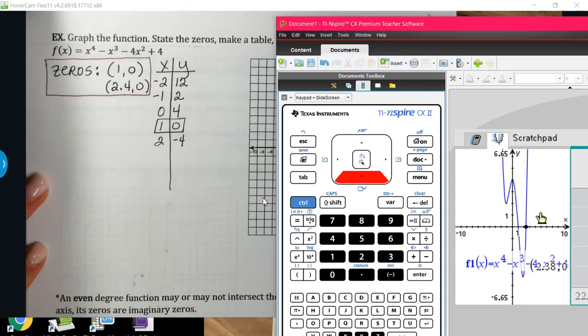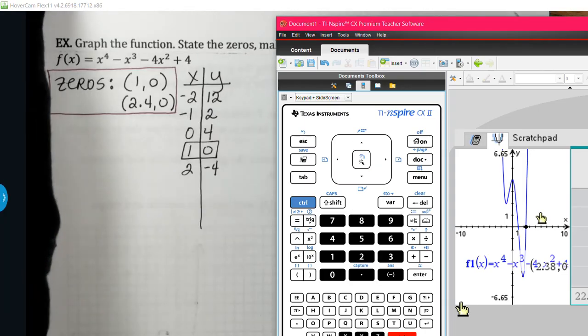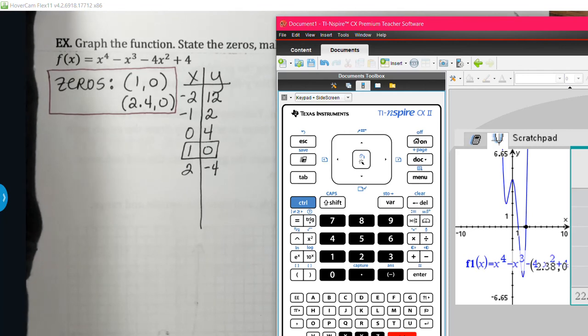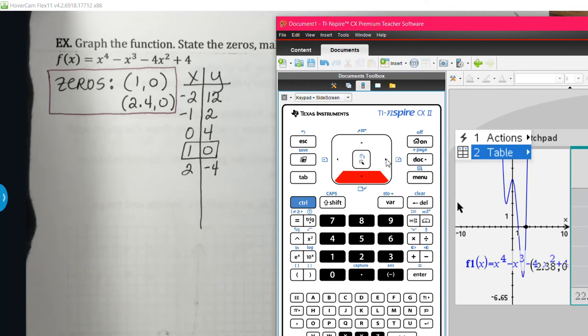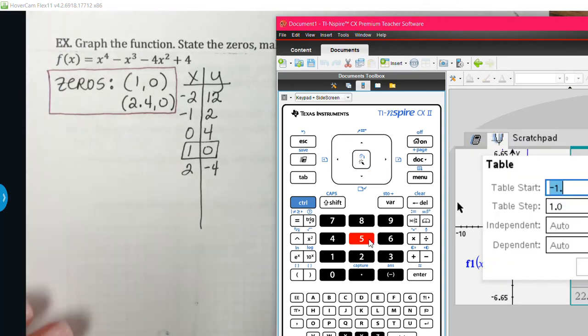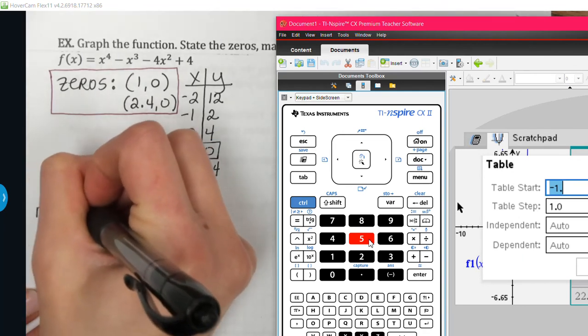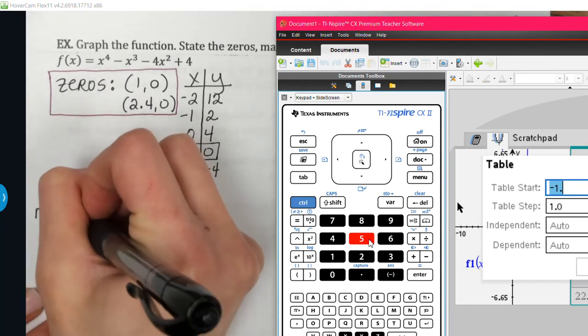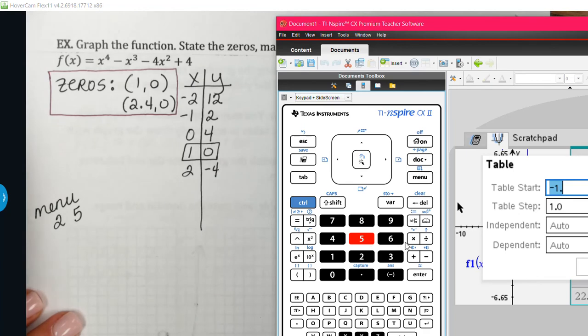Now, sorry, that went blank. So here, it jumps straight to 322. So this is where I'm going to change my table. I'm going to go to menu, 2, and then 5. So if you need to write that down, menu, 2, 5 while you have the table up.